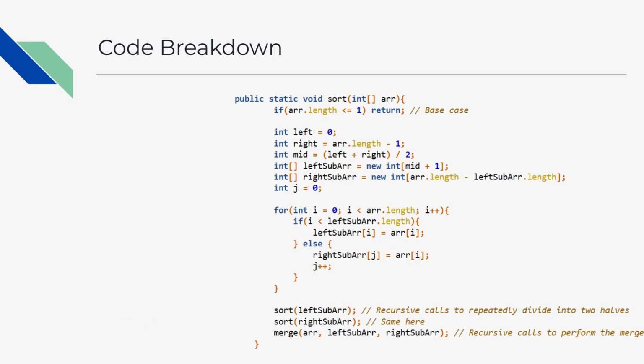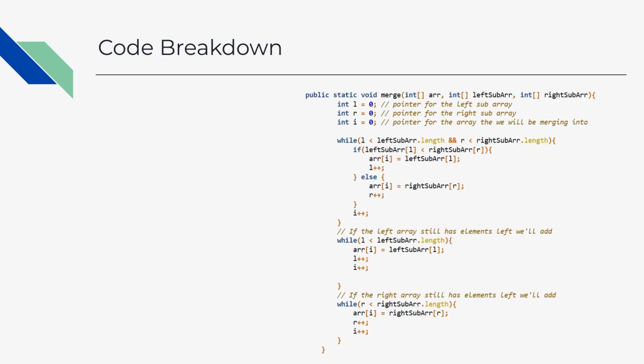Let's move on to the helper method, which is merge. Okay, here are the pointers or indexes that we are going to use. L is for the left subarray, R is for the right subarray, and I will be used as a pointer for the array that we will be merging into.